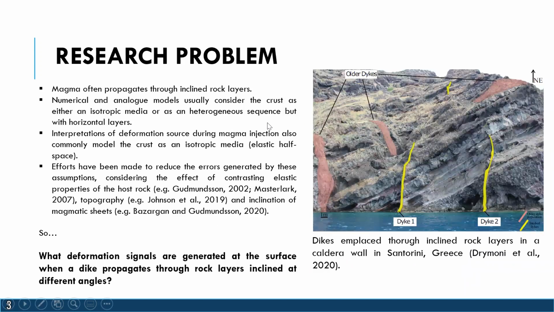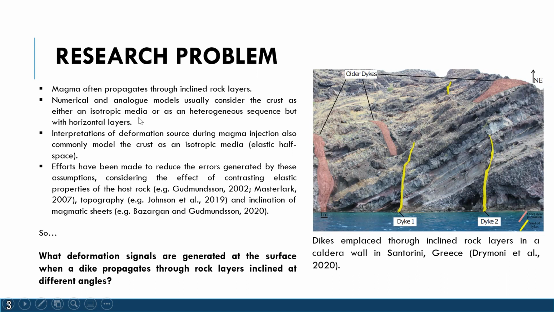After this work, we move towards active volcanoes, and a new research problem arises from the next observations. Magma often propagates through inclined rock layers, as we can observe in caldera walls and stratovolcanoes, very common in the Andes.